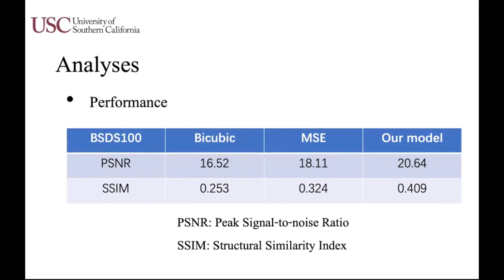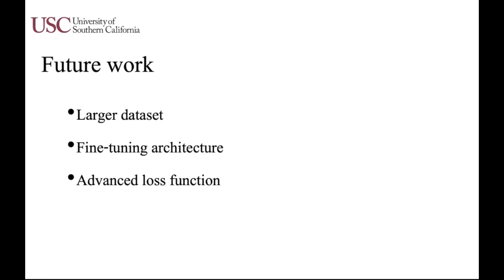Then we computed some numerical criteria for our results. First is the PSNR, which is used to compute the ratio between the peak signal and the noise between the generated picture and the ground truth picture. And then SSIM is the structural similarity between the generated pictures and the ground truth pictures. From these numbers, we can notice that the loss function with perceptual loss is better than MSE and better than bicubic interpolation. Then we want to talk about our future work.